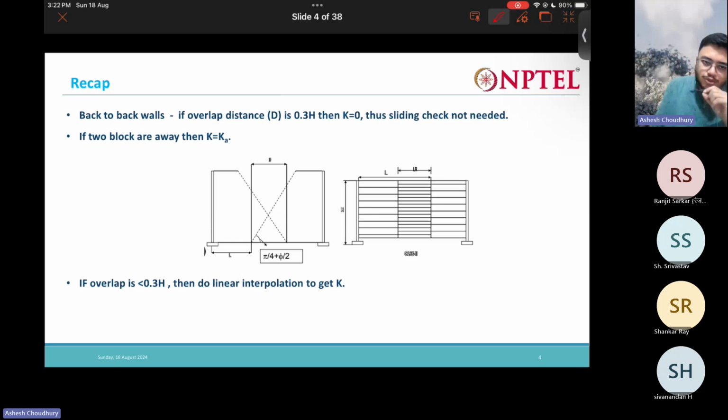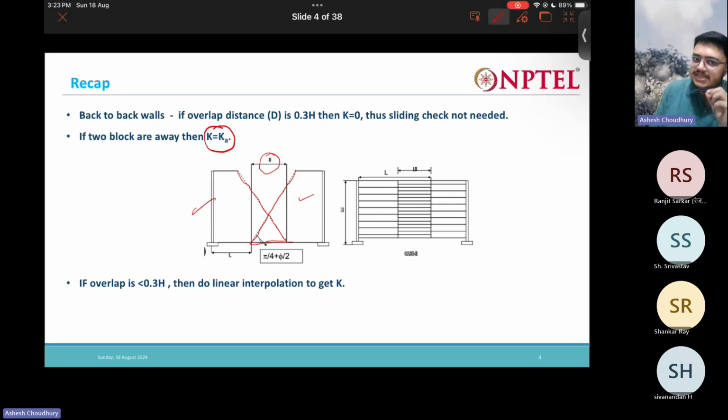And this is the case of back-to-back walls. The various codes have suggested various things. This K generally changes when we have this overlap. You can see the overlap distance here. This is the active wedge from this wall, and this is the active wedge from the other wall. This is the overlap length. Now some conditions are given.